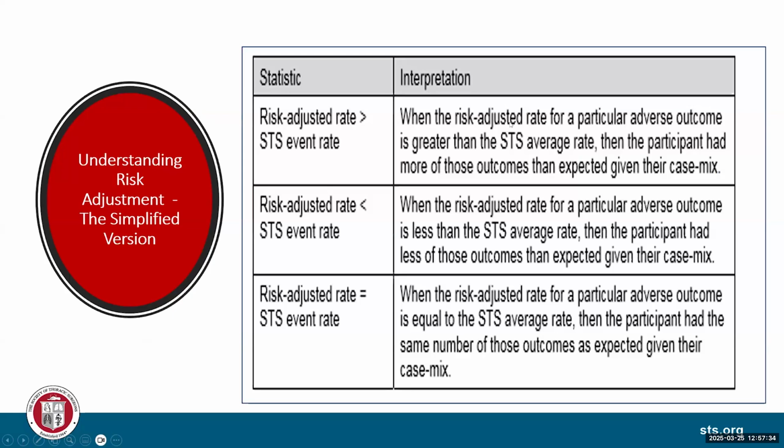When the risk-adjusted rate for a particular adverse outcome is greater than the STS average, then the participant had more of those outcomes than expected. So if you're higher than the STS average, that means you've got some work to do, because you're doing worse than expected. If your risk-adjusted rate is less than the STS event rate, then you're doing better than expected. And if you're exactly the same, then you're doing as expected.